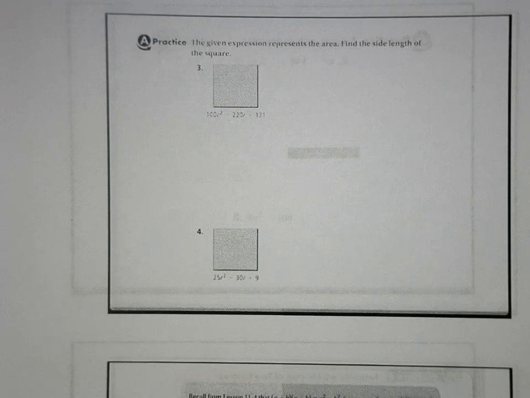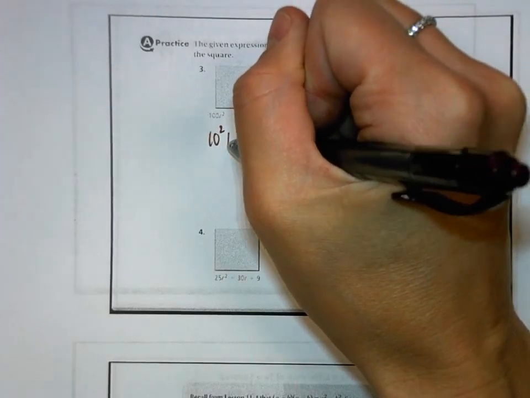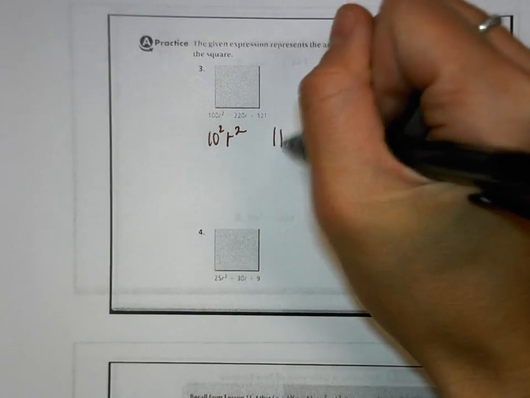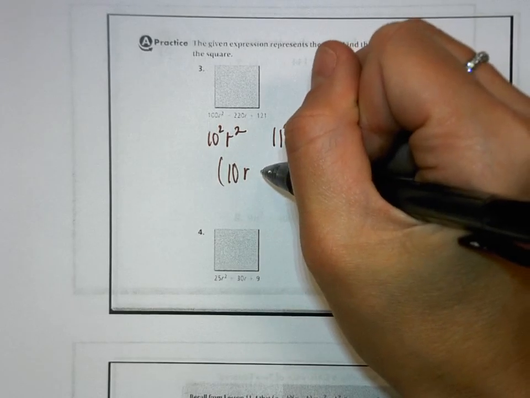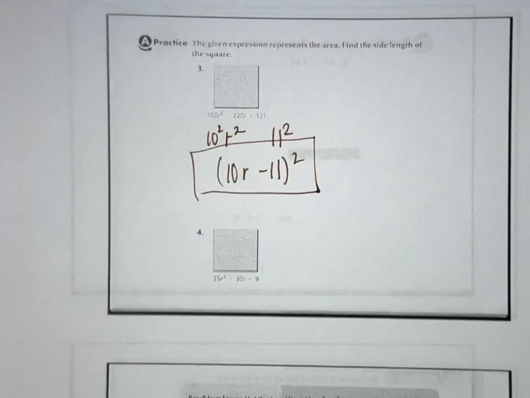Okay. Can I write 100 as a square? Tell me what it is. 10 squared, and then that is an r squared. How do I write 121 as a square? Okay, and are these going to have pluses or minuses? How do you know? Because the middle term is negative. Very good. And we're done. Number 4.